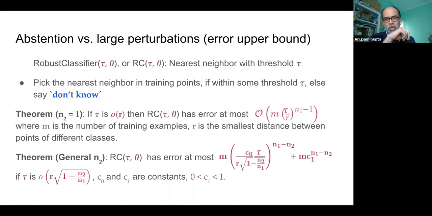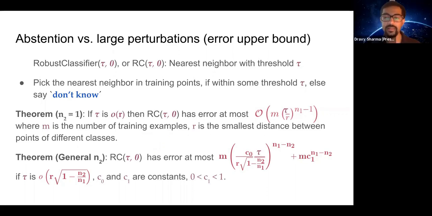I see. Yeah. So if tau is much smaller than r, then this raising to the n1 is actually improving your behavior. Exactly. Is that correct? Exactly. I see.